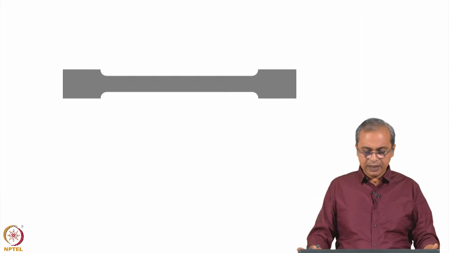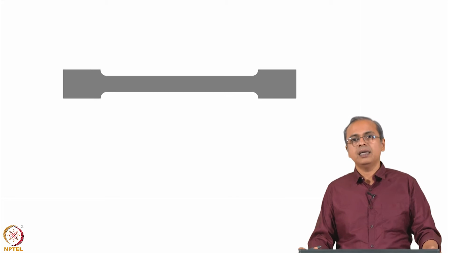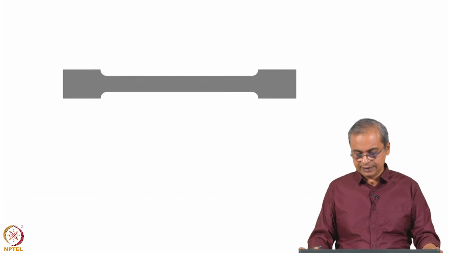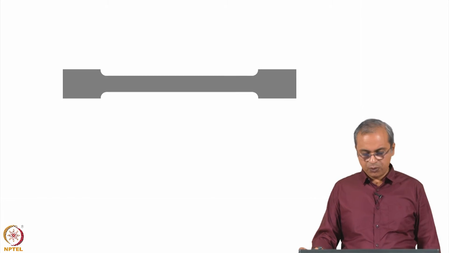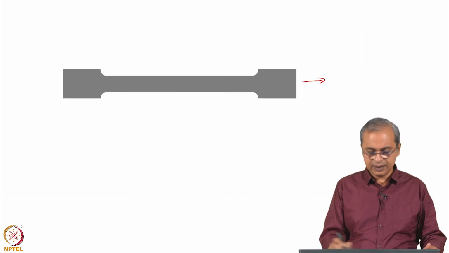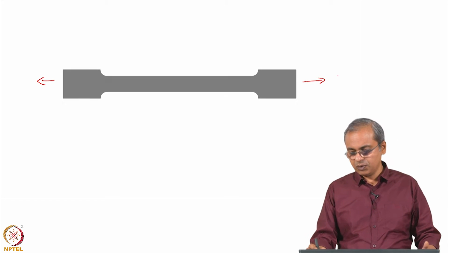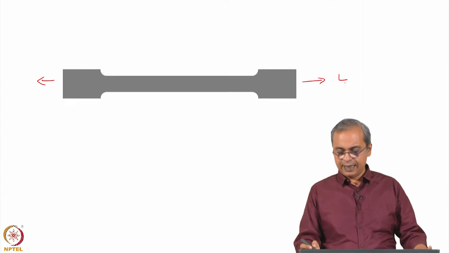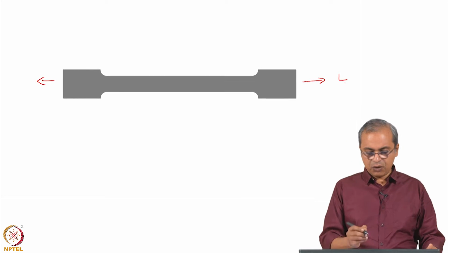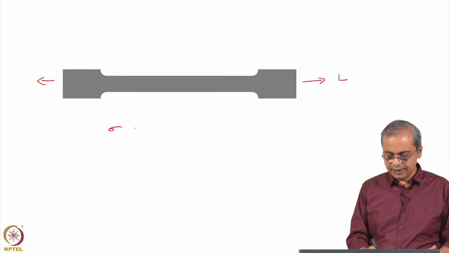To look at it a little bit more, let us assume that you have this dog bone shaped sample that is being subjected to a tensile test. Right. So, what happens when you do a tensile test is that you are now applying a stress or a load in this direction and this direction. So, some load you are applying. L is the load you are applying, and if there is a cross sectional area A, then the stress that you are applying is L by A.